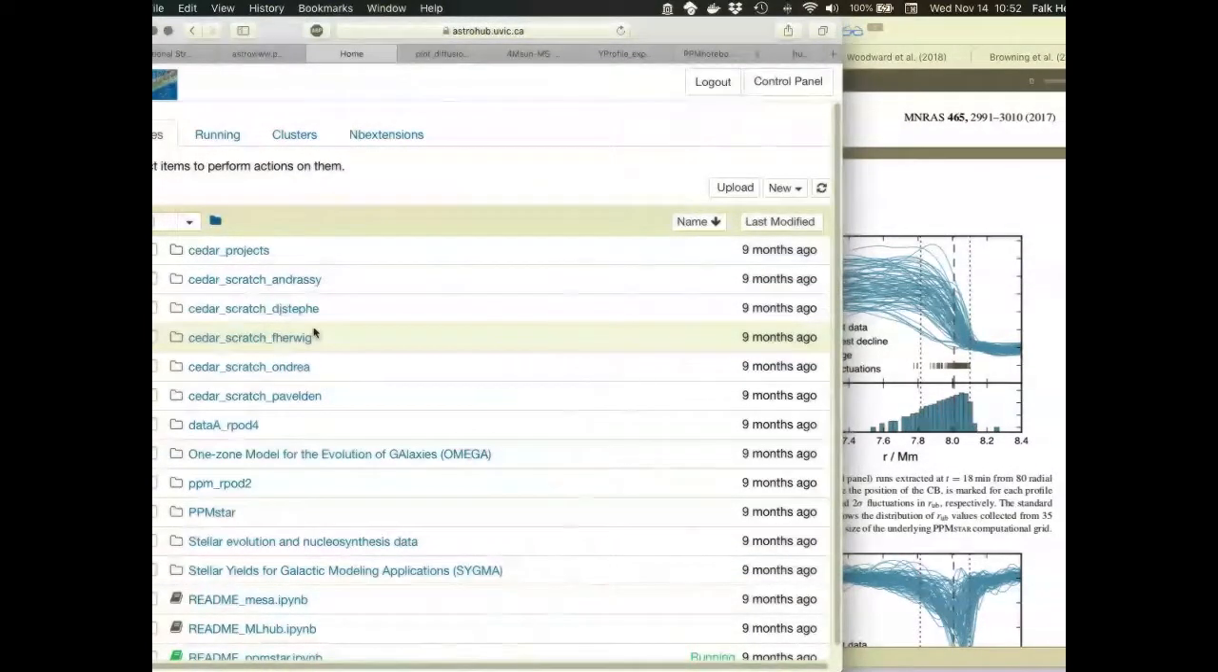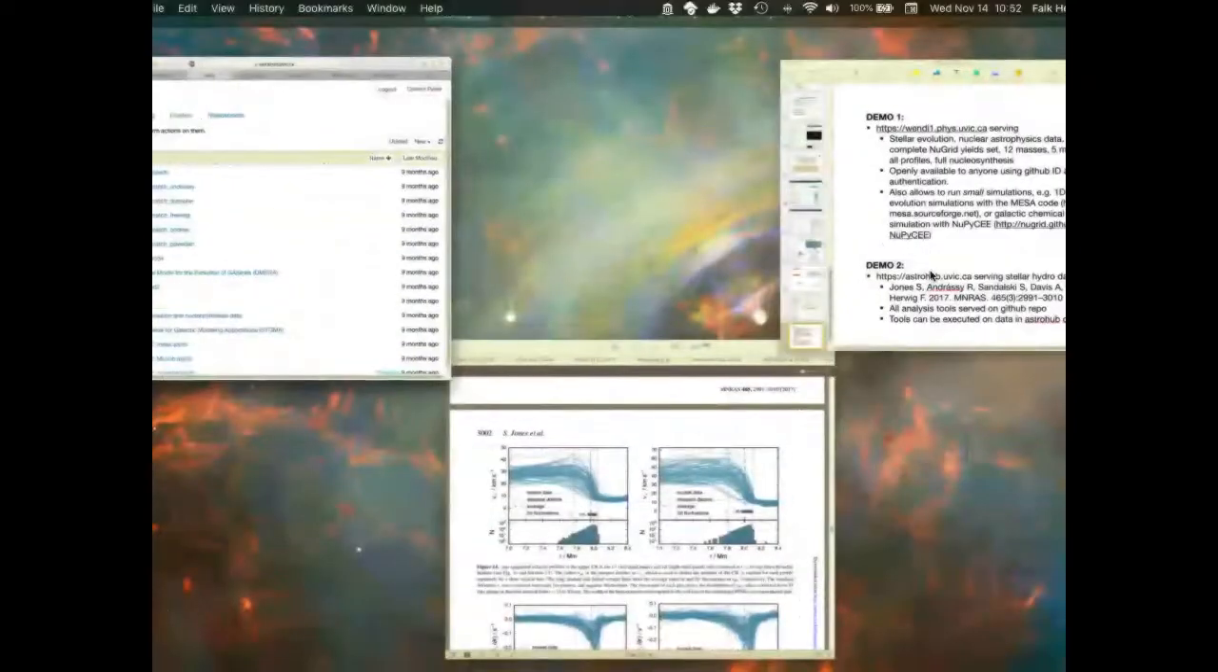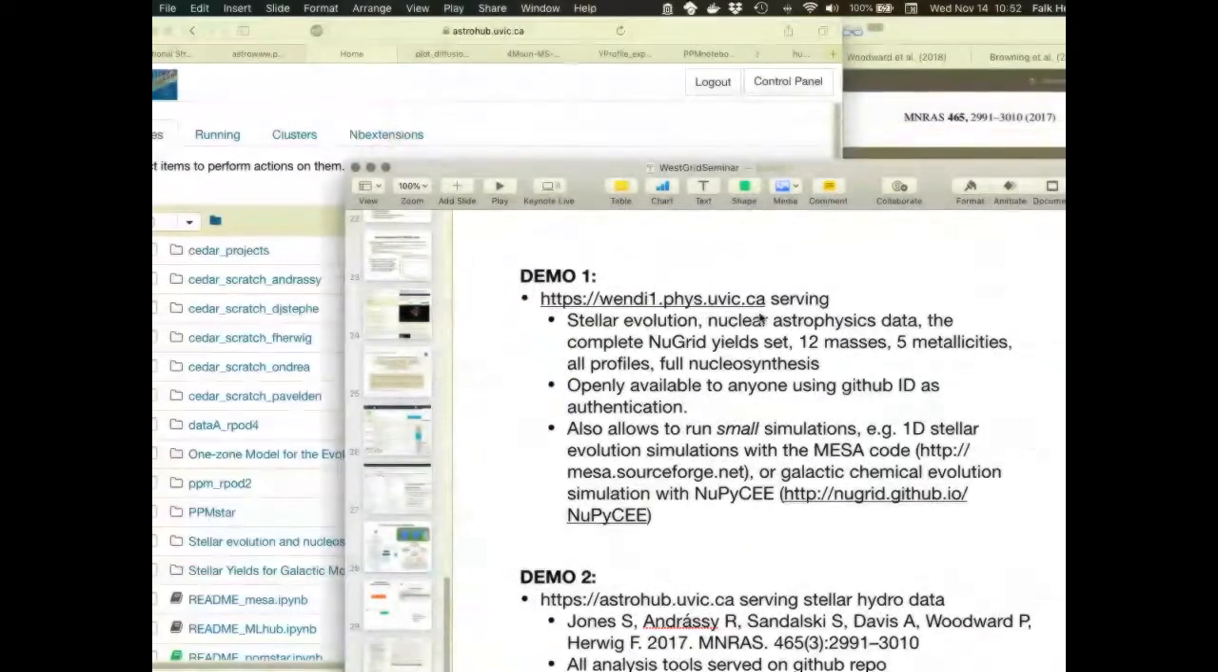This is not right now a public server, but if you're really interested in it, on a one-on-one basis, we're willing to give you access. In the future, we're planning to make it totally open, publicly open. The other demo that I mentioned is actually publicly open, wendy1.phys.uvic.ca. You can go right now, log in with your GitHub account, and explore. There's some documentation.